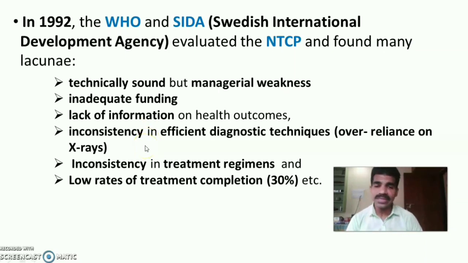Then there was inconsistency in proper and effective diagnostic techniques. During that period, TB diagnosis relied only on X-rays. There was also inconsistency in treatment regimens or patterns, which were not in the correct order. There were low rates of treatment completion. Only 30% of TB patients completed their treatment in 1992 when the National TB Control Program was being implemented.